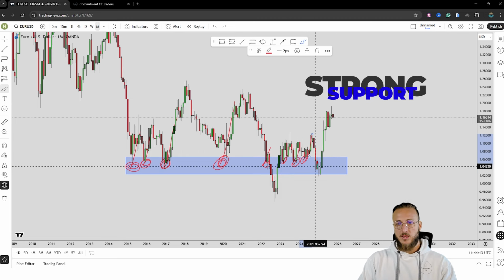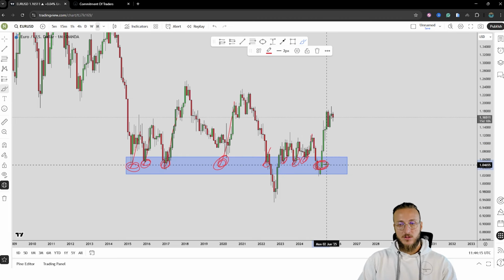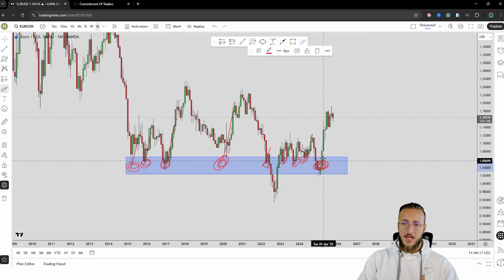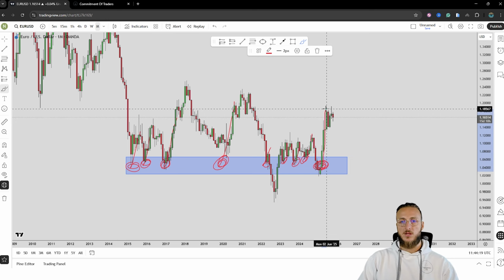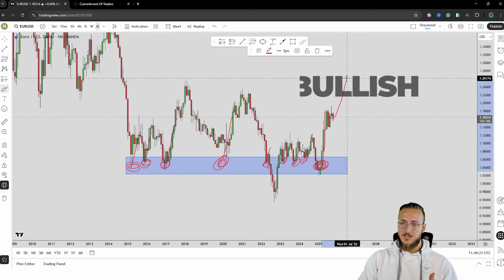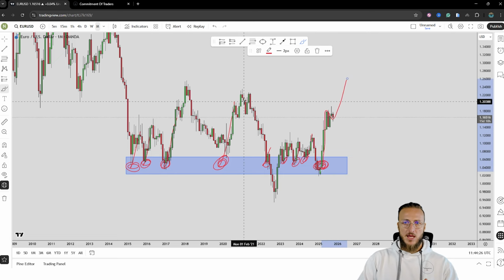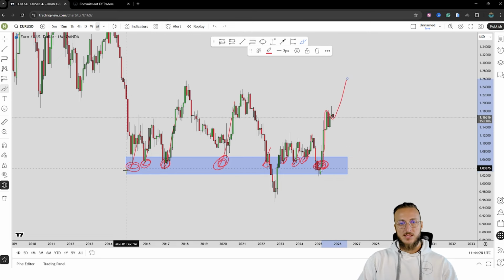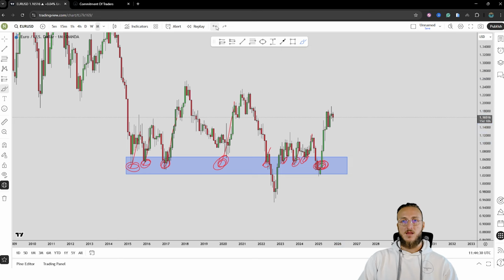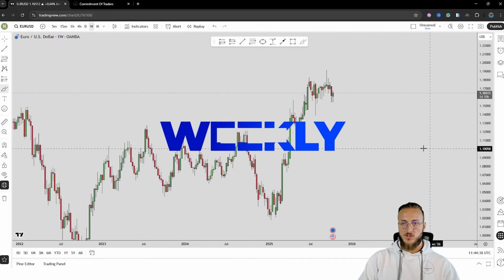And what we can see right now is that we just had yet another test of the exact same zone, and the market has already started rejecting it to the upside. So in a situation like this, more bullish price action could be expected away from this area, as already happened in the past when the market was testing this exact same level. So on the monthly, on the long-term perspective, everything is quite clear. Let's drop down on the weekly time frame and see what we have.